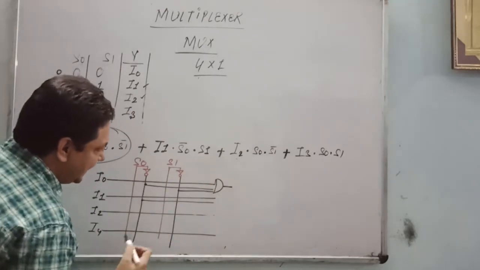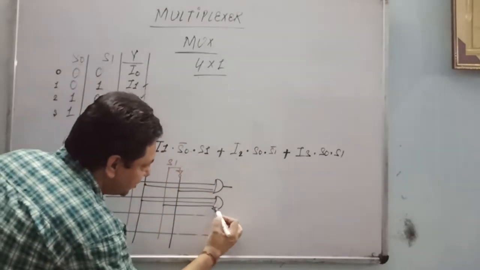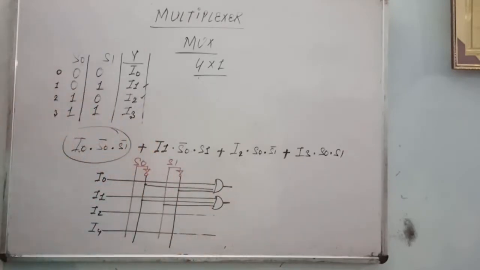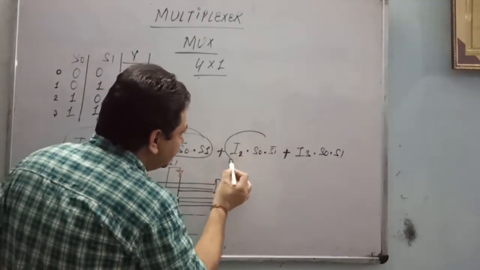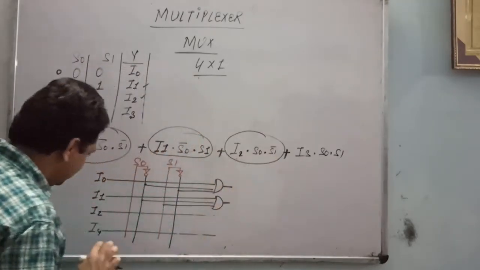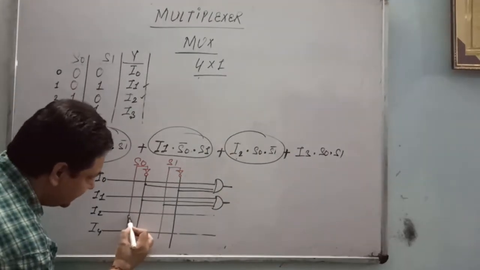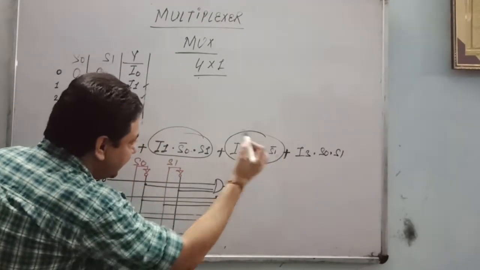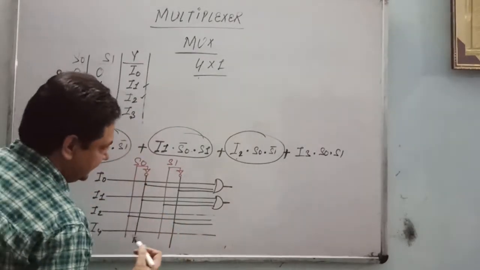And S1 is coming directly, so we have to take the red line. And again the dot is there, so we have to take an AND gate. Understand? Now this is also resolved. Now we have to construct this for I2. I2 is coming. S0 we have to take directly, and S1 complement. S1 complement means we have to connect by the NOT gate.